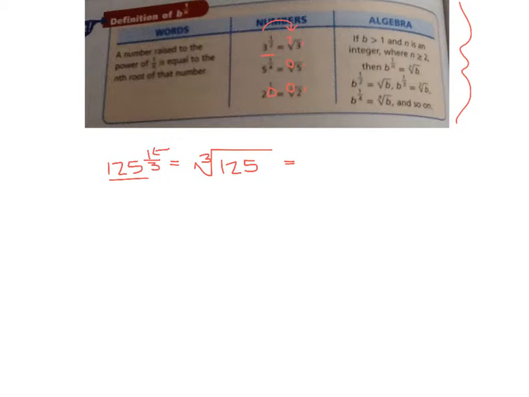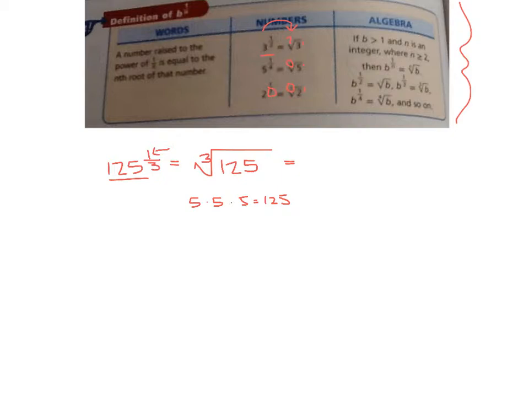Now if you don't know, you're going to kind of have to guess. You're going to be like, okay, 4 times 4 is 16, times 4 is 64. You just pick a few. They're not going to be huge numbers, but I know that 5 times 5 is 25, times 5 is 125. So the cubed root of 125 is 5.